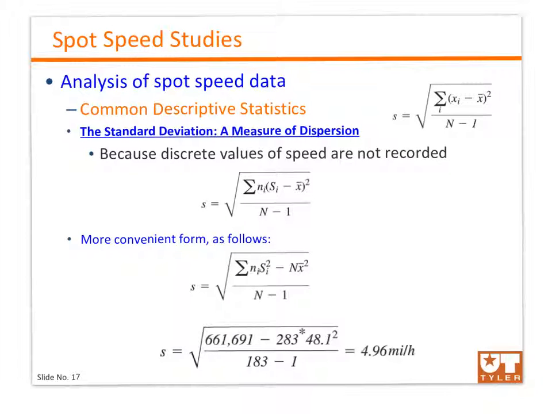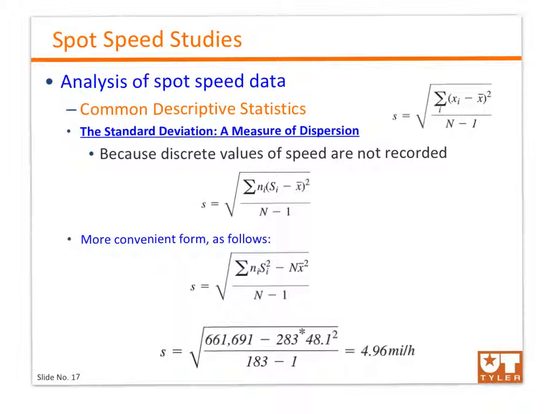Another common descriptive statistic besides the mean, modal, and median speed is the standard deviation, which is a measure of dispersion of the data. Because discrete values of speed are not recorded, we can use this equation, where Ni is the number of vehicles in that range, S is the speed minus the average, over N minus 1, where N is the total number of vehicles. This is the general equation that we get from math, but this is the one applicable in our case.